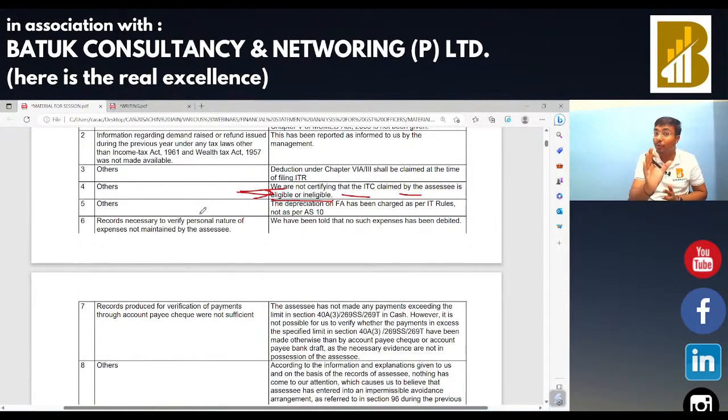We need to check the input tax credit from eligibility and ineligibility point of view. We need to check that the input is eligible or not.